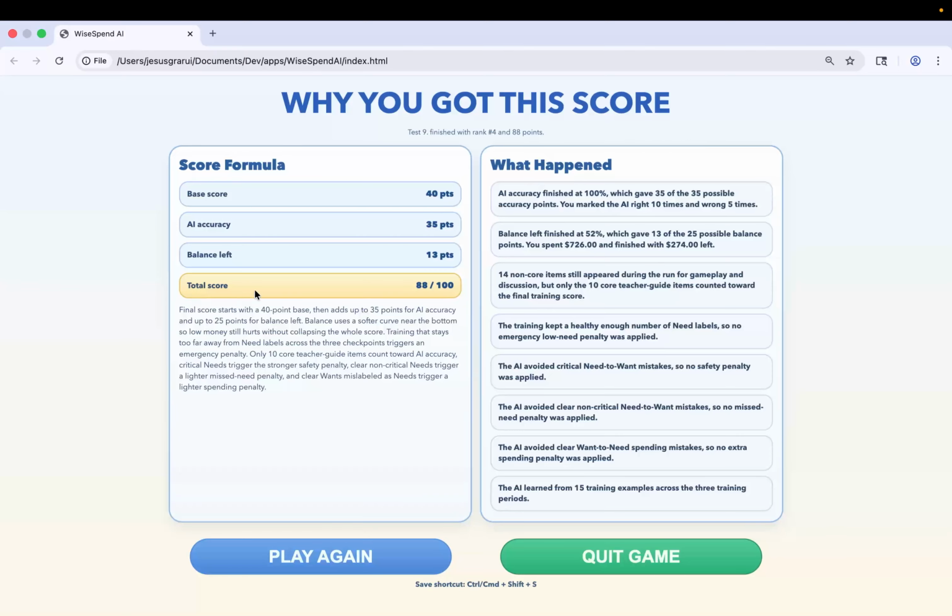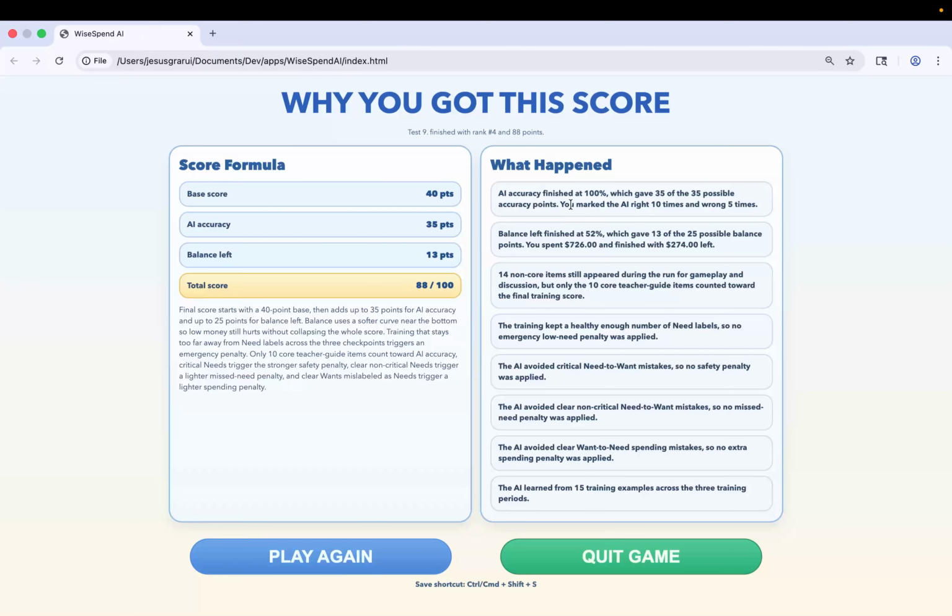But after that, they saw this. This is the formula that we used to calculate their final score. It was based on the AI accuracy, the balance left, and the base score. If they chose a lot of wants, for example, there was a penalty. If they chose a lot of needs, for example, there was another penalty. And we added that in order to make it a little fair so that people wouldn't break the game. And this is exactly what happened.